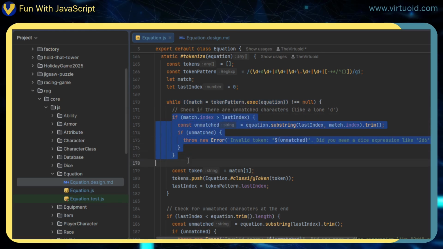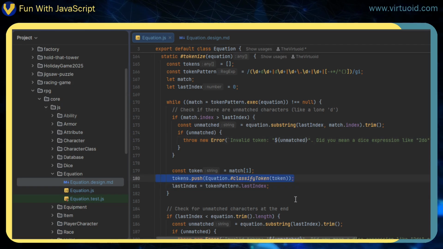If the match ends up being an invalid token, it didn't have the number, D, a dice or anything like that in it, we throw an exception there. Otherwise, we push that token after classifying it.